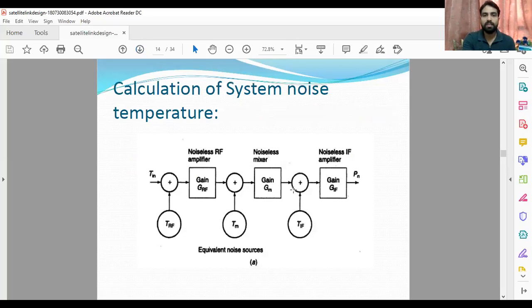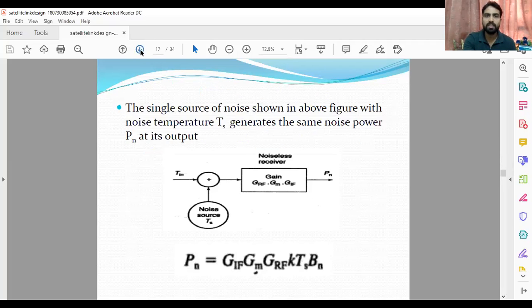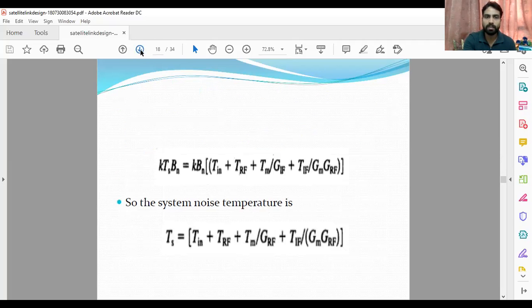So this is a very simple kind of process by which you can calculate the noise. This is a simple block diagram. We are going to work more with that, and we have certain equations. These equations are going to help us.